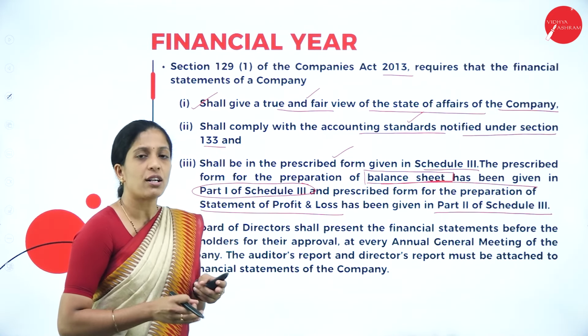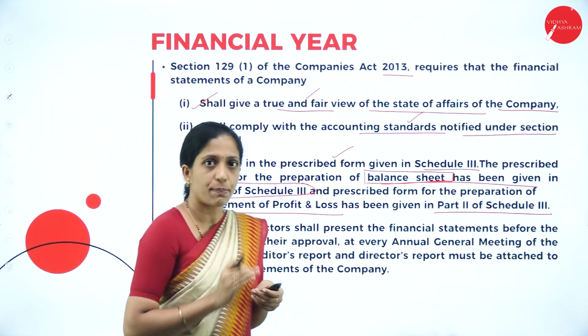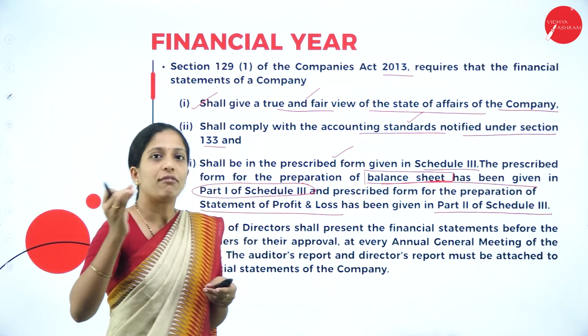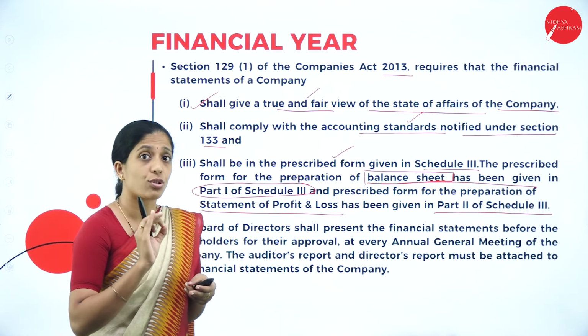So hope you are clear about this. As per the Companies Act 2013, financial statements should be as per Schedule 3, where Part 1 will be your balance sheet and Part 2 will be your statement of profit and loss of Schedule 3.